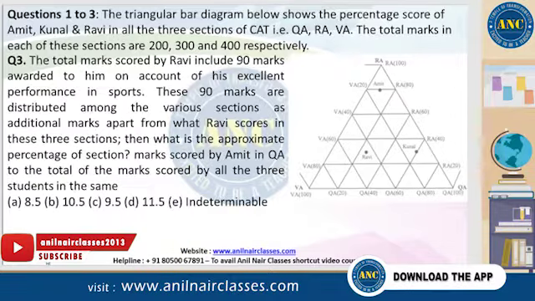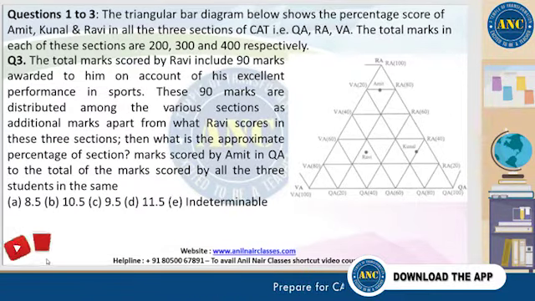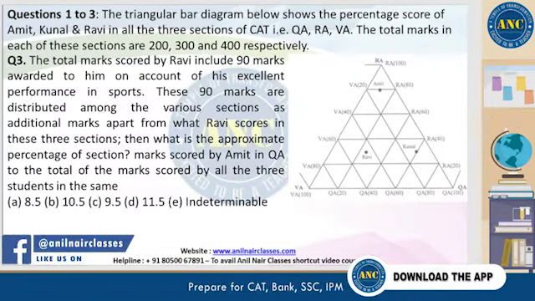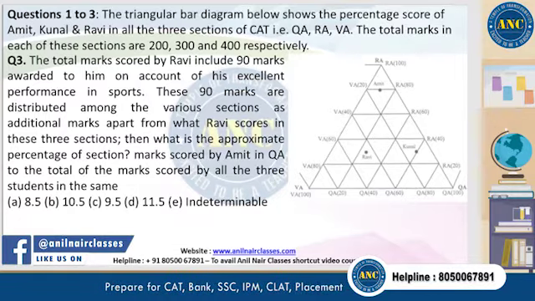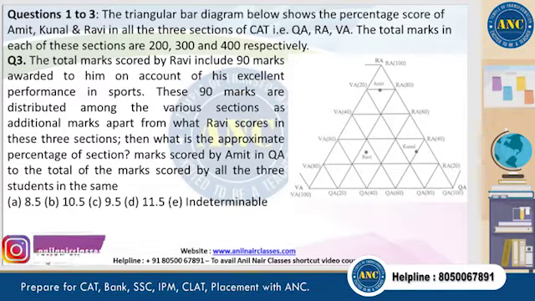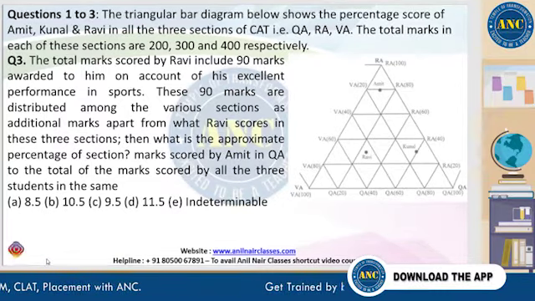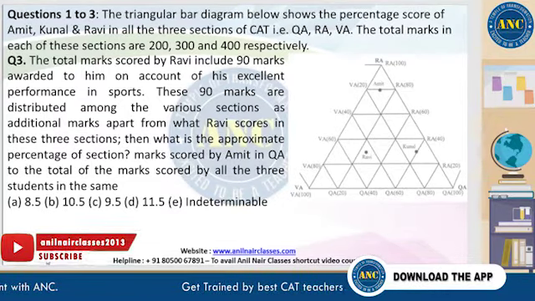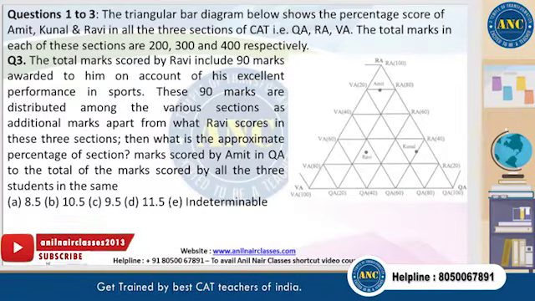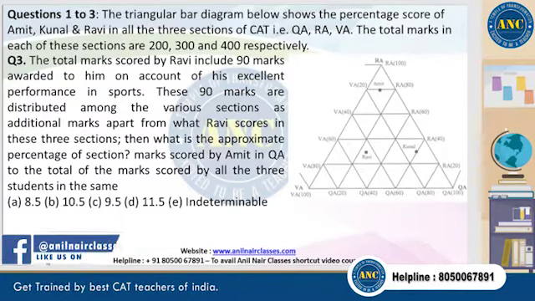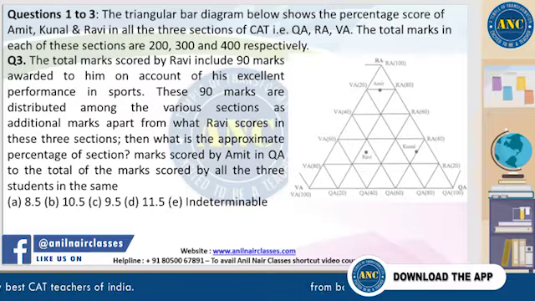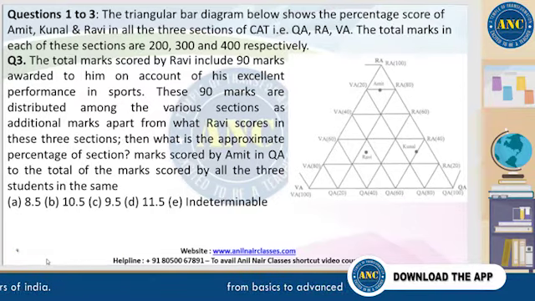And the third question, right? The marks scored by Ravi include 90 awarded to him on account of his excellent performance in sports. 90 marks are distributed among the various sections as additional marks apart from what Ravi scored in the three sections. What is the approximate percentage of the section marks scored by Amit in QA to the total marks scored by all the three in the same section?